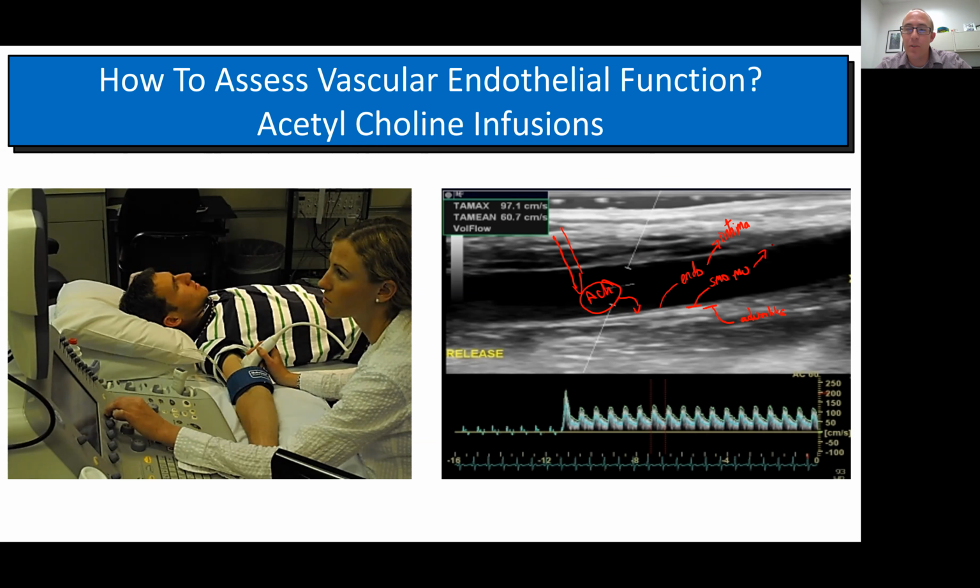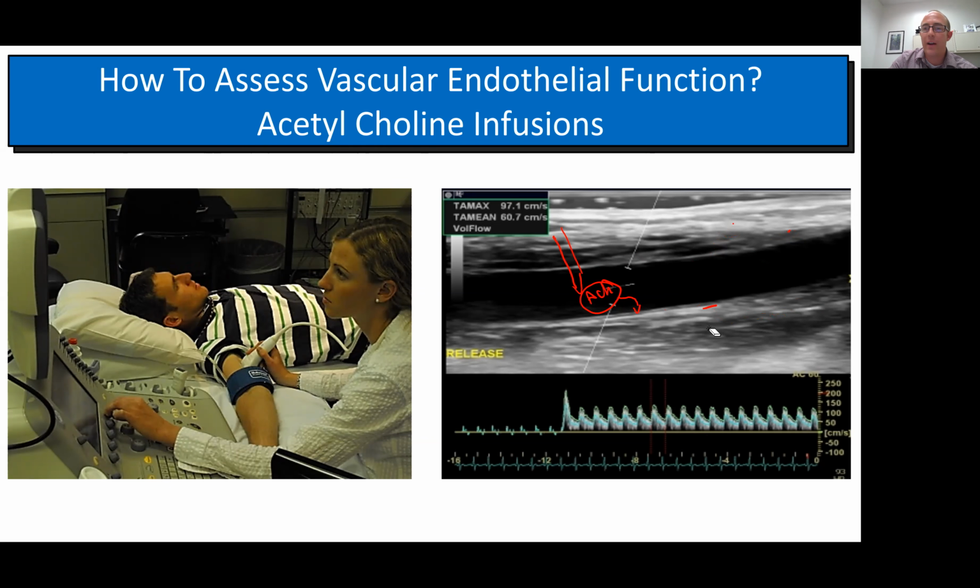Then you have the smooth muscle, which is often called the media. And then the adventitia is just called the adventitia. It's just that fibrous wrapping around the artery. All right, so where was I at? That was just to help you figure out what's going on in the image.